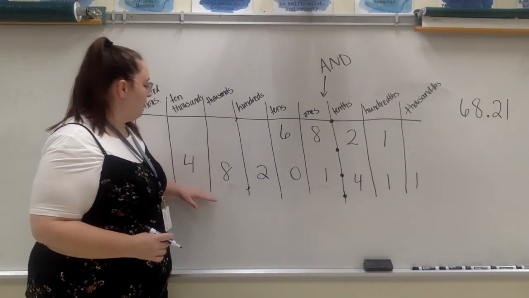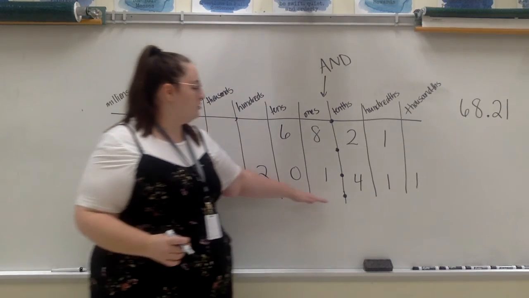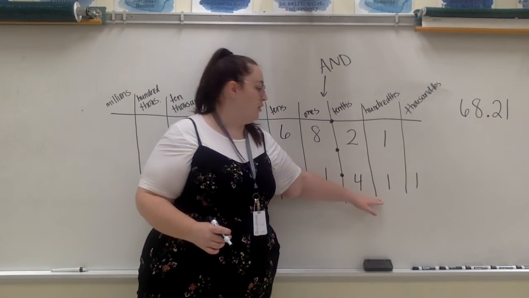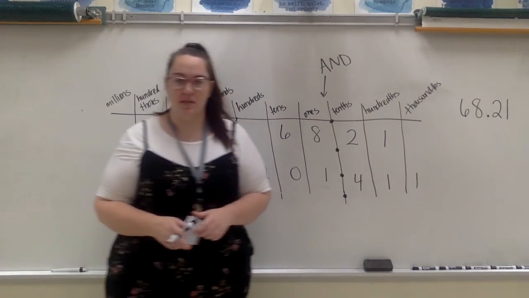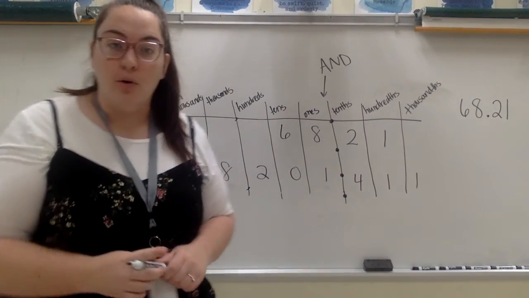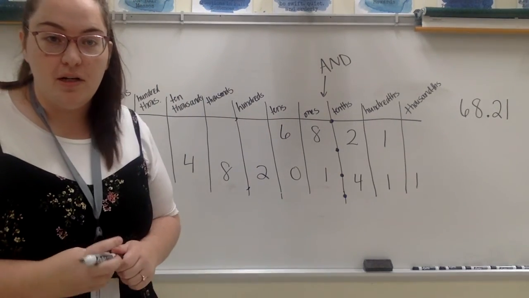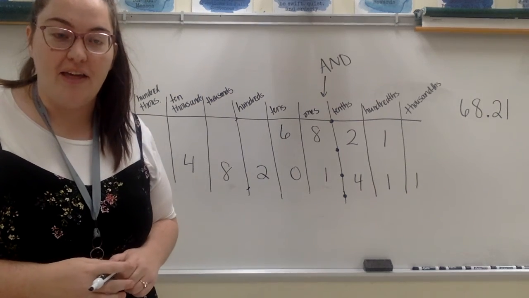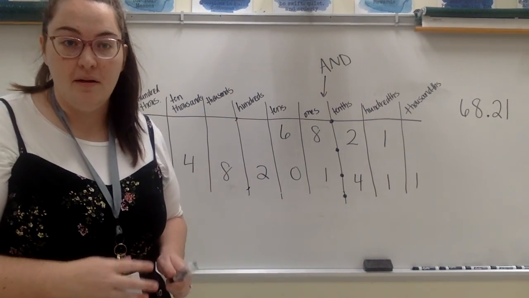So the whole number is 48,201 and 411 thousandths. Okay, so continue on in this video. We're going to be identifying the place value, and then we're going to be writing place value.